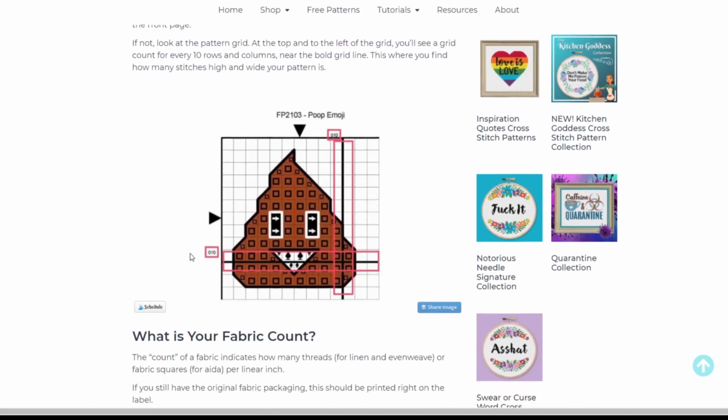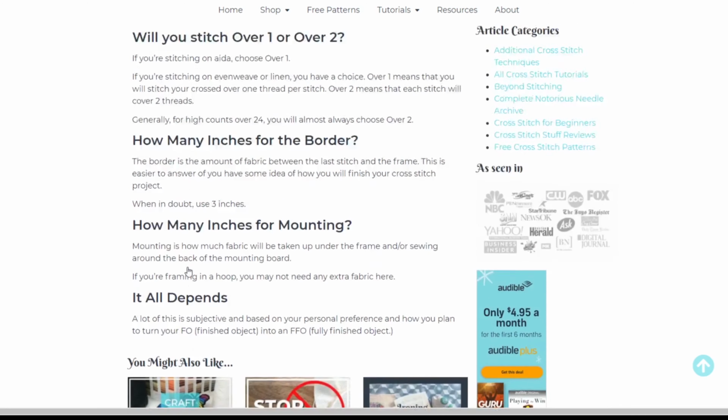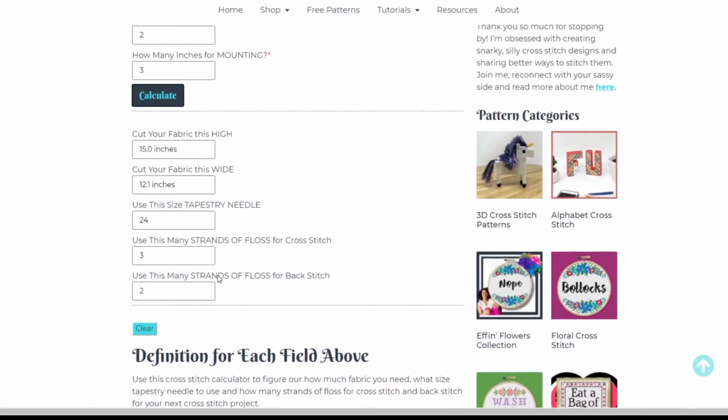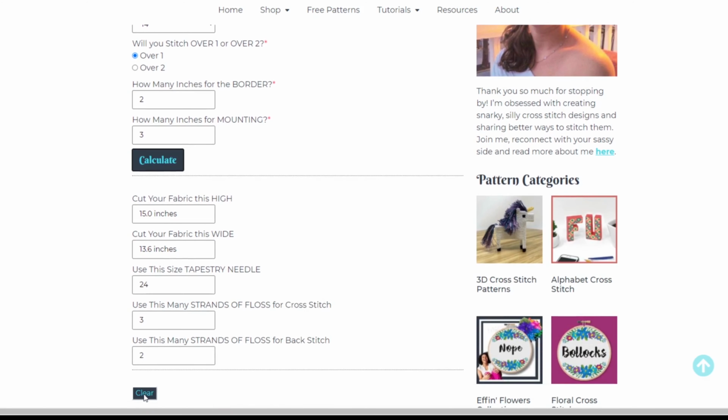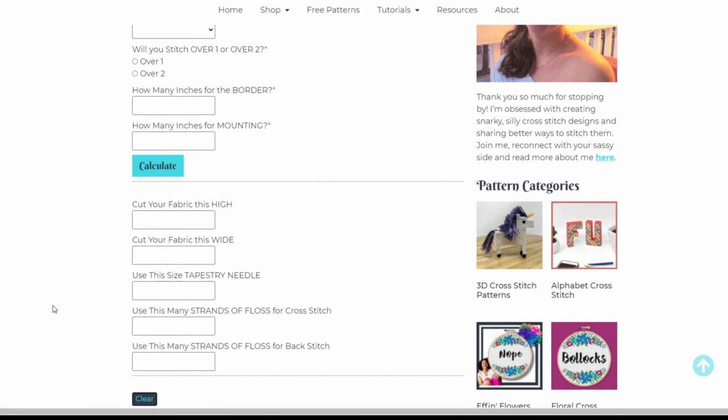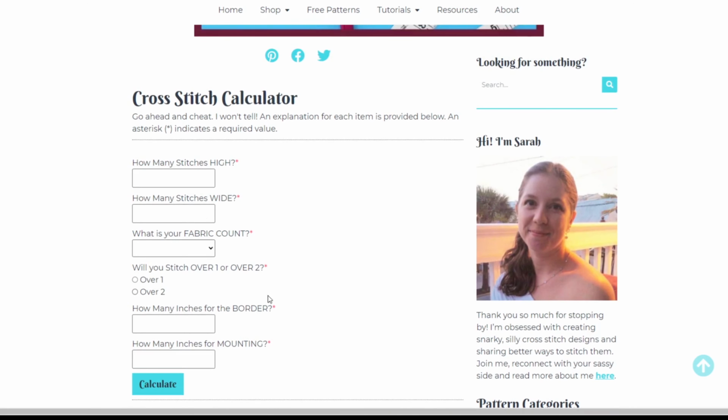And then below the calculator, you have a definition for each of the fields to help you decide. You can go back and change something and then hit calculate and it'll recalculate, or at the bottom you can hit clear and the whole thing clears and you can start over from scratch.